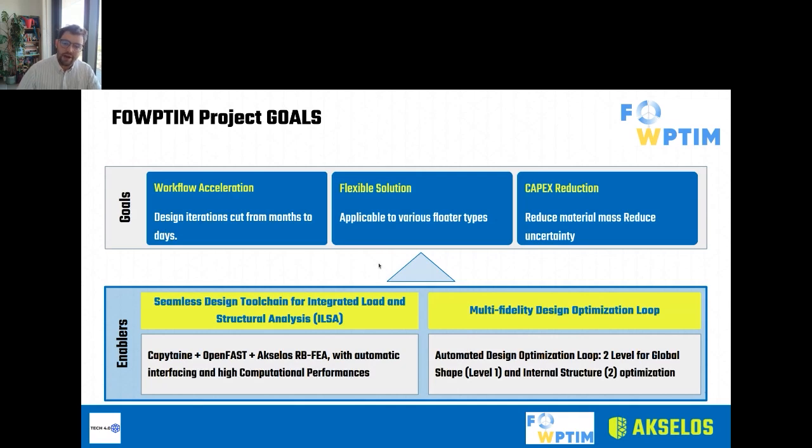And how are we going to make this possible? We have two enablers. The first one is this block here. That's the seamless design toolchain for integrated load and structural analysis. That's precisely what I'm going to present today. And that's the integration of CAPI10, the potential flow solver, OpenFast, the global analysis solver, and Akselos RBFEA for structural analysis into a single environment that provides cloud high performance computing.